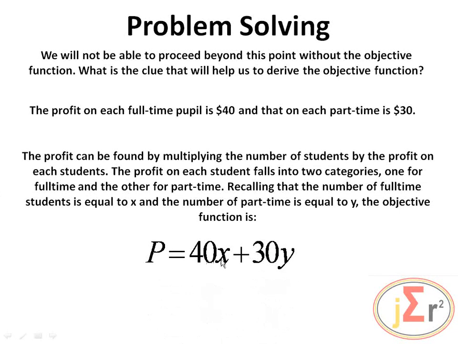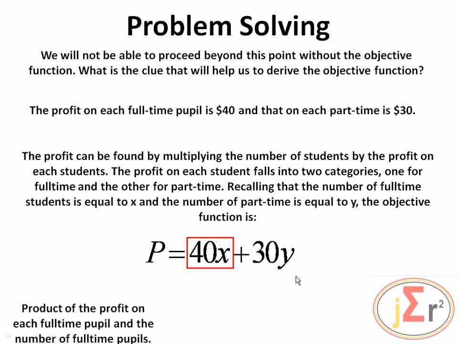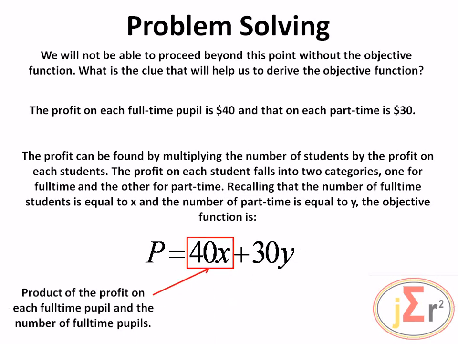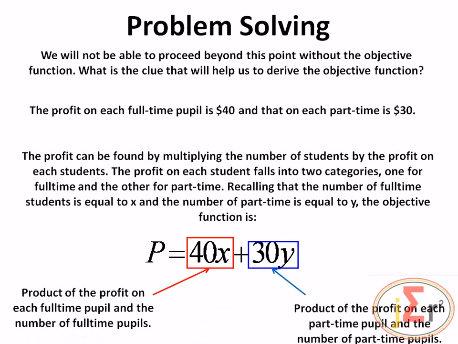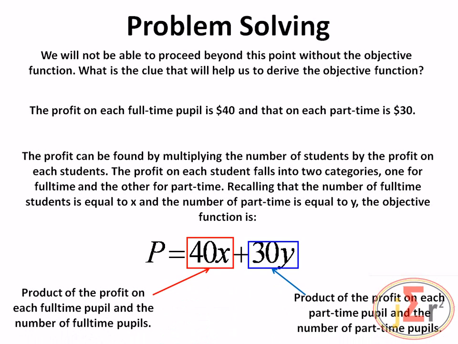The x here represents the number of full-time, and that is multiplied by the profit on each full-time. And here we have the number of part-time multiplied by the profit on each part-time, and that gives the total profit. And that we have there is the product of the profit on each full-time pupil and the number of full-time pupils. And on this side we have the product of the profit on each part-time pupil, and that we multiplied by the number of part-time pupils.